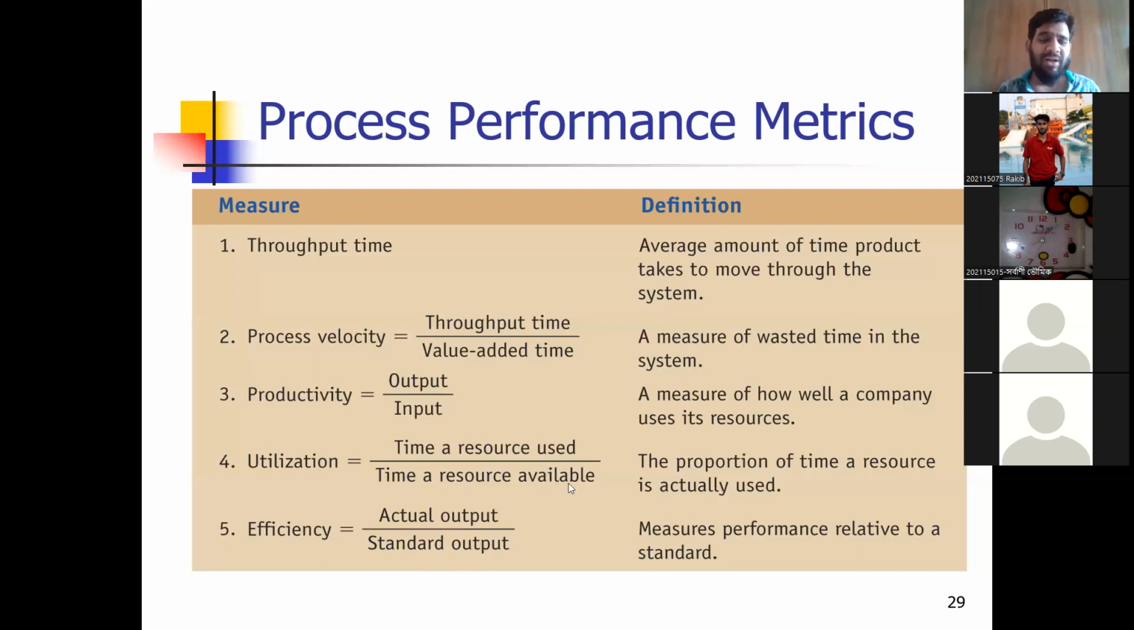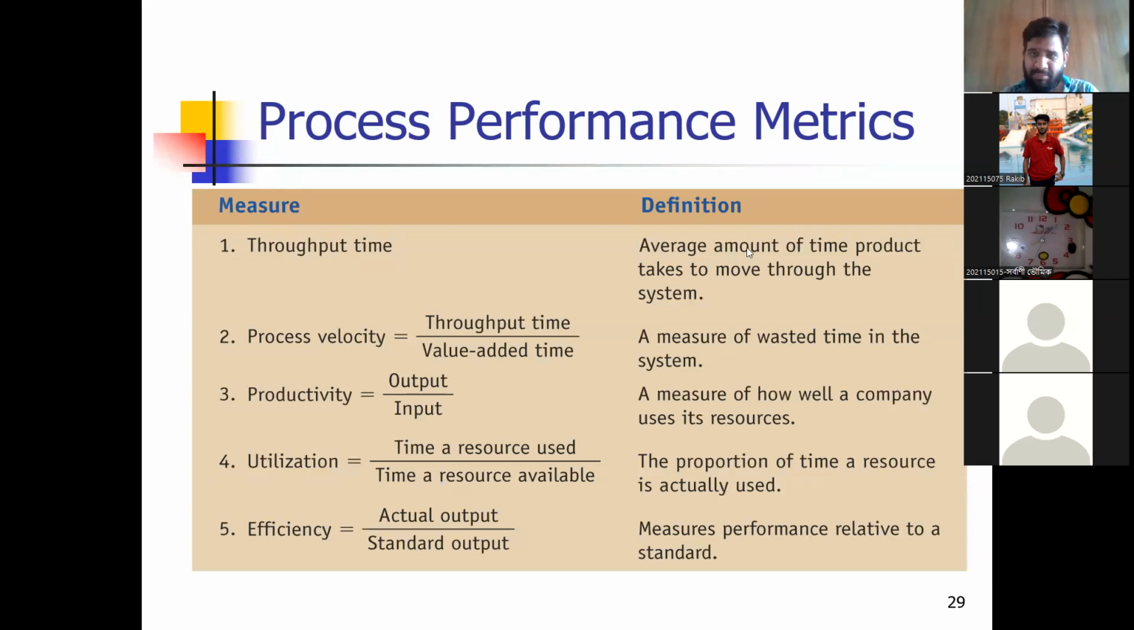Actually, it cannot do 10 ton. There is a standard, maybe 9 ton is a standard, although it is stated as 10 ton capacity, the machine cannot actually handle 10 ton. There is a standard output. When you compare the standard output with the actual output, this is known as efficiency. So efficiency must be more than utilization, isn't it? Because here the time or resource available means the stated capacity.